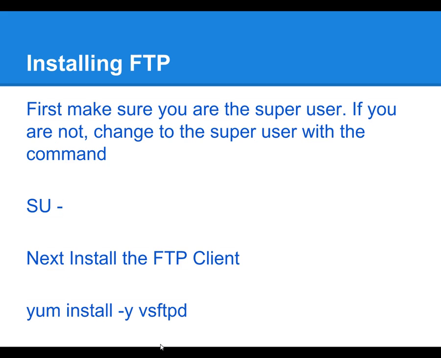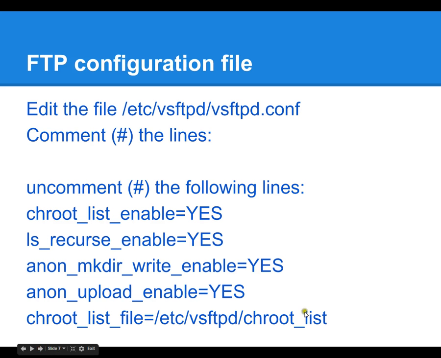To install FTP, it's very simple. All you have to do is make sure that you're the super user. To do this, you type su. I have in here uppercase SU, but it's lowercase su, and then the dash. And this is going to change you to the super user and give you the profile of the super user. The next step is to actually install the server. It's very simple. You type yum install -y vsftpd, which is the name of the FTP server.